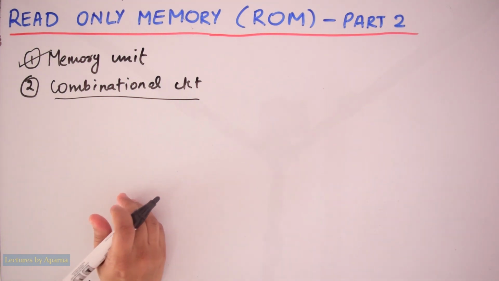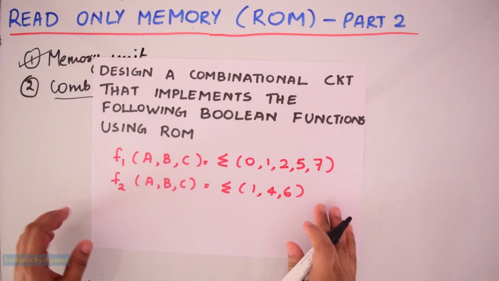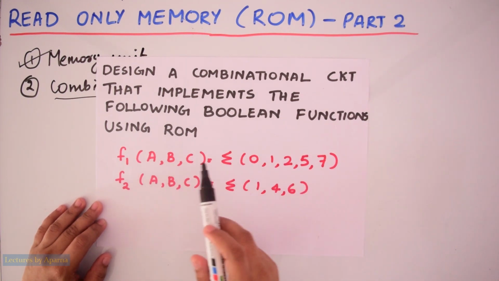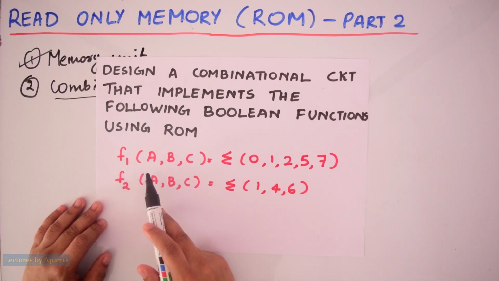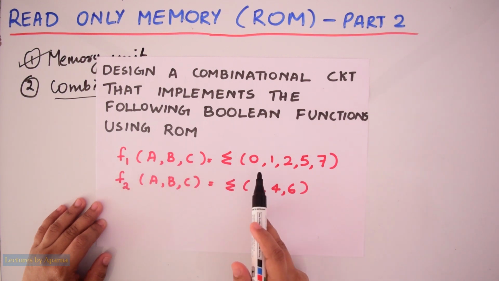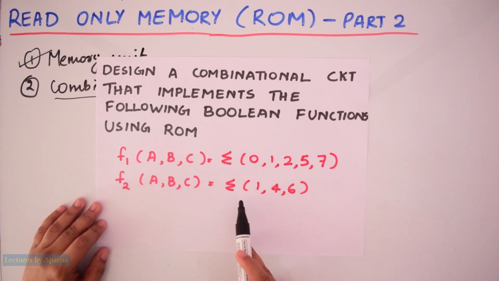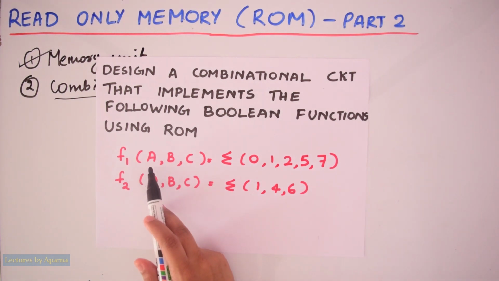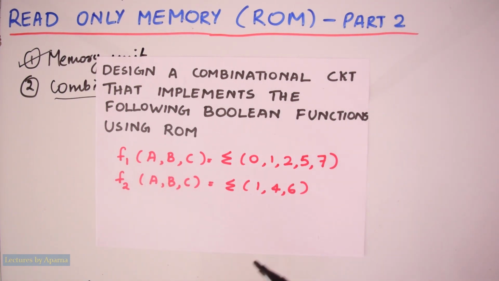So let's read the question. Design a combinational circuit that implements the following Boolean functions using ROM. F1 of ABC equal to sigma 0, 1, 2, 5, 7. F2 of ABC equal to sigma 1, 4, 6. So here there are three inputs A, B, C and two outputs F1 and F2. The outputs are written as a sum of minterms. This form is known as sum of minterms.